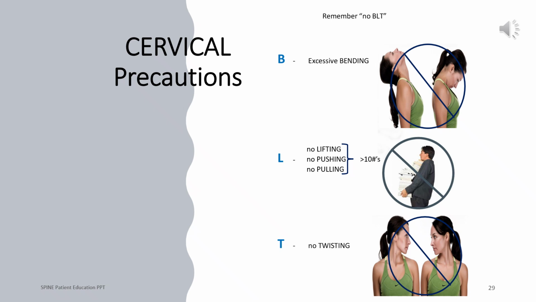Cervical precautions. Remember the acronym no BLTs? The same applies, but to your neck area. So no excessive bending to your cervical or neck spine, no lifting, pushing, pulling greater than 10 pounds, and no twisting left or right to the cervical or neck area.